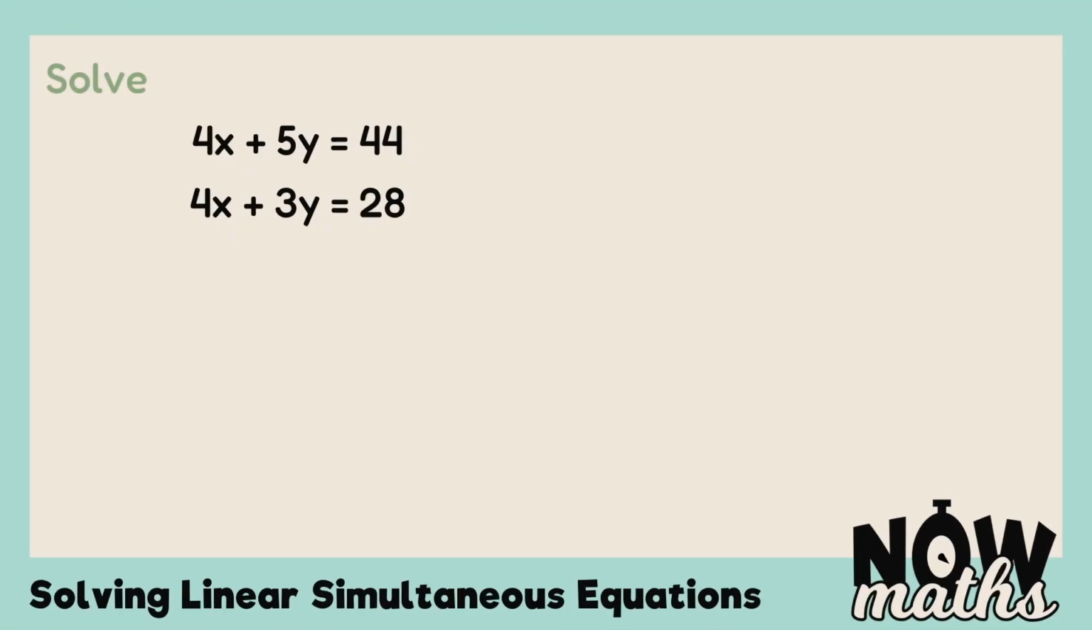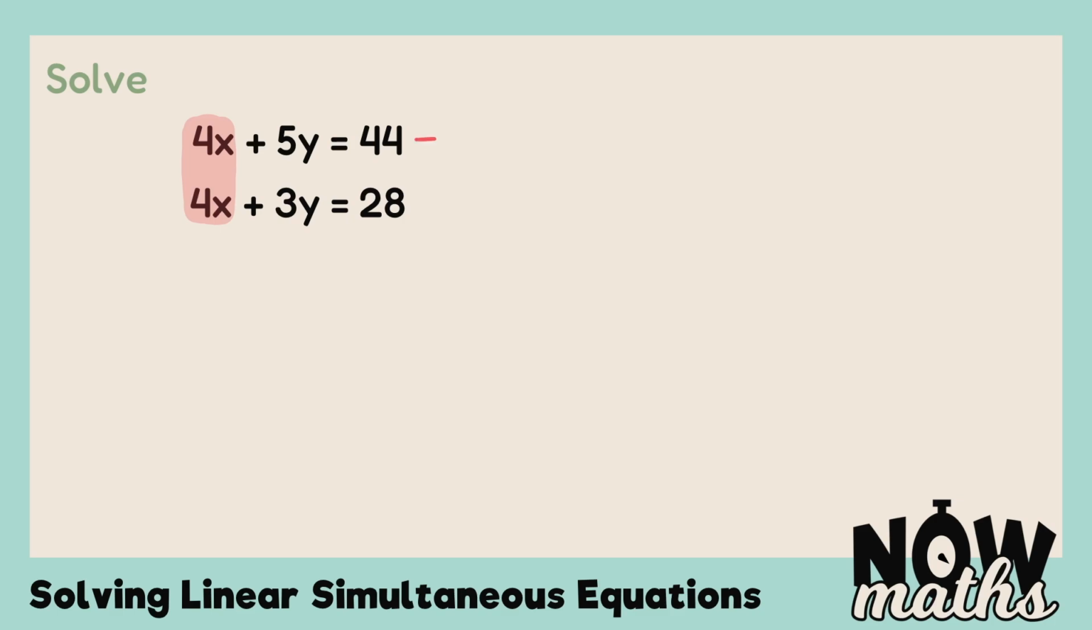Now let's have a look at another pair of similar simultaneous equations. This time, if we look at both equations, we can see that we have again a common term, which this time is the 4x term. And again, to eliminate this term, we're going to subtract one of the equations from the other.